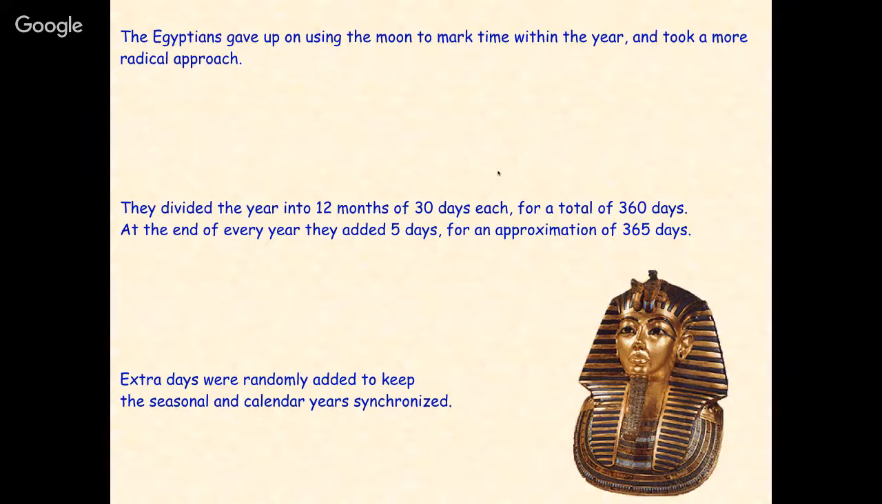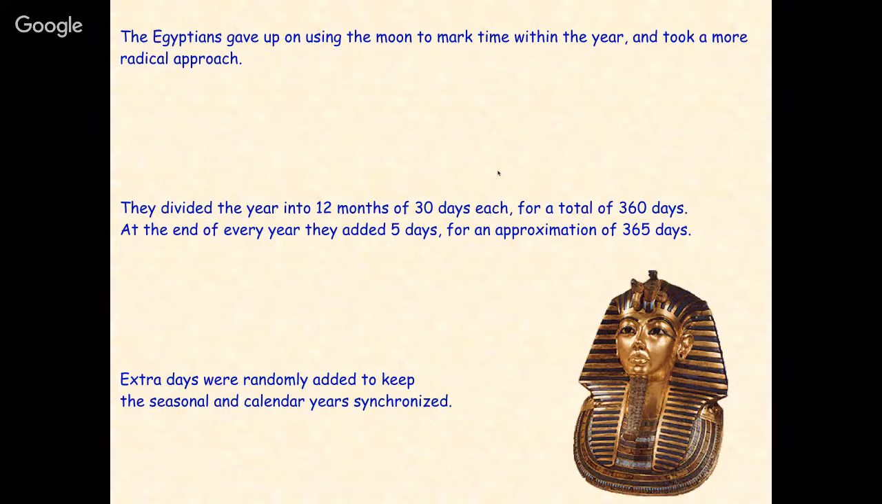Why weren't there 17 degrees in a circle or 4,220? There's 360 degrees in a circle because there's roughly 360 days in a seasonal year. But they knew that it was not exactly 360. So at the end of every year, they added 5 days for an approximation of 365 days.